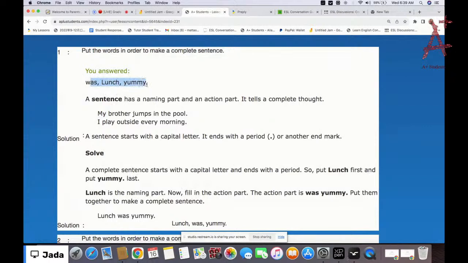So now lunch there, the L is in capital letters, so you know that the lunch should be at the beginning. So lunch was yummy. So lunch now is the naming part, and then the action part is yummy. Put them together, then you make a sentence. And when you're putting them together, you just need to remove the comma there, because when you remove the comma, it makes them a complete sentence. So lunch was yummy. Okay, so that's it.